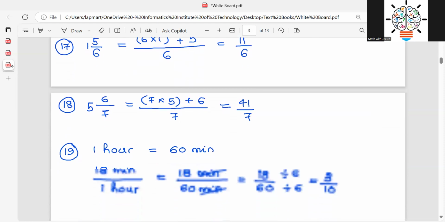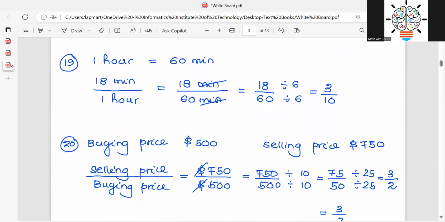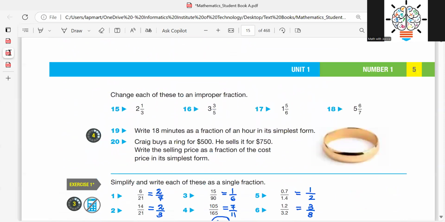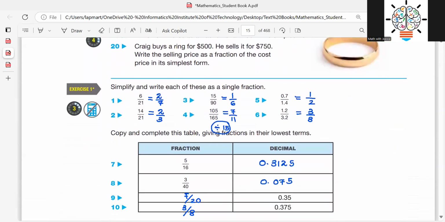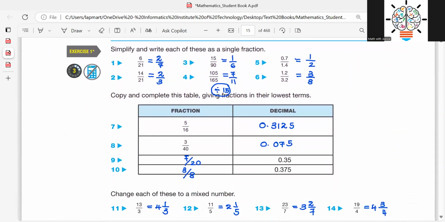Okay, so then we will move to Exercise 1 star, right? Exercise 1 star, children. I didn't show you the steps. By now you know what to do. I just wrote the answers.